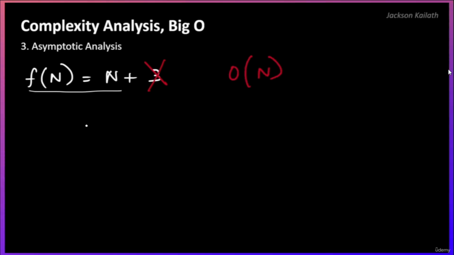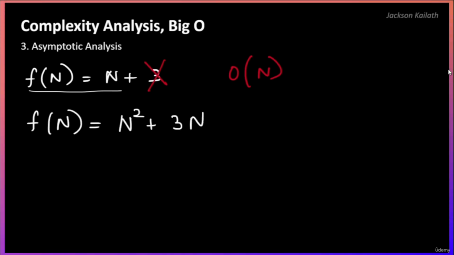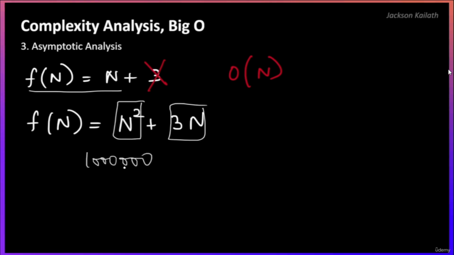Now we have just seen another example where f of n is equal to n square plus 3n. Again, if n becomes very large, like a million, when you compare these two terms, this term 3n is going to be insignificant compared to n square. Why is that so? Let's take n equal to 1000. In this case n square becomes 1000 into 1000, which is a million, and 3n is just 3000. So when you're comparing 3000 and a million, this is actually insignificant.